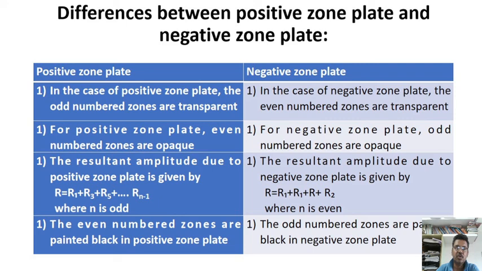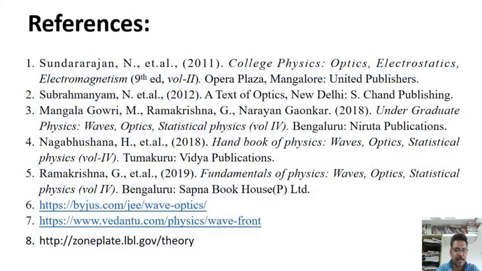The even number zones are opaque in the positive zone plate. Is it clear now? The odd number zones are opaque in the negative zone plate. So like that, we can observe these points in the positive zone plate and also in the negative zone plate. So that is the zone plate concept. One of the important applications is that a plane wave front is divided into Fresnel's zones, and a zone plate is constructed as shown.